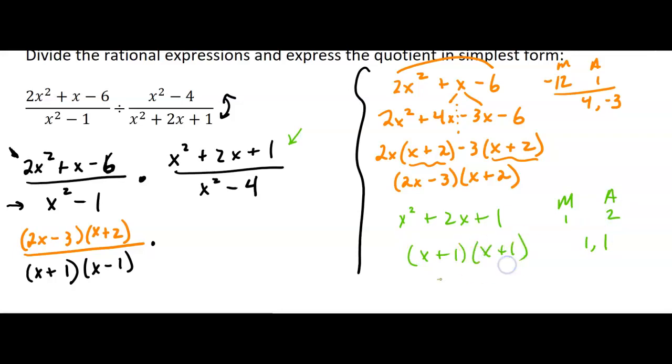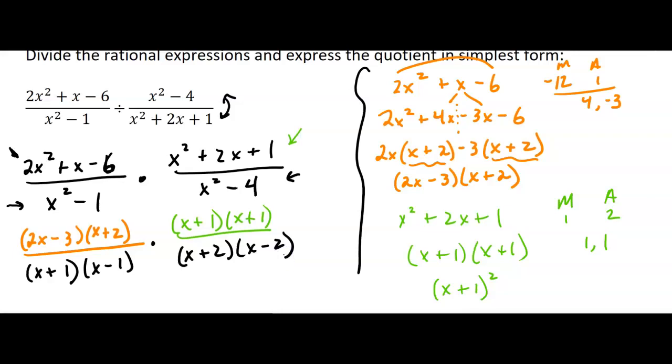Now, I talked about this in the other video. If you want, you can write it x plus 1 squared. I don't usually bother. I usually just write them out because it's easier to cross them out that way. Then you can see what you have, but that's up to you. And then the other denominator, that's the difference of squares. So that's going to be x plus 2, x minus 2.